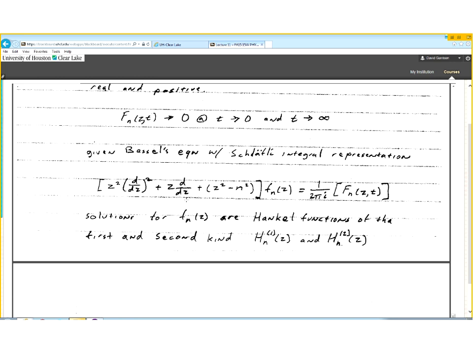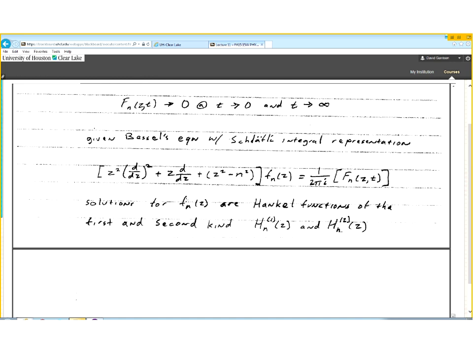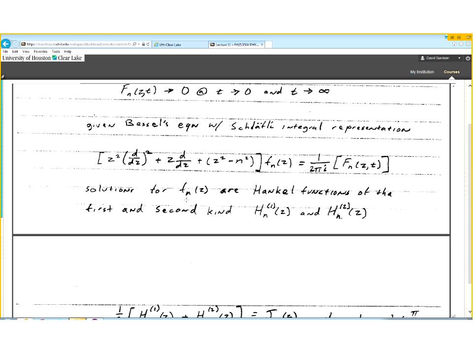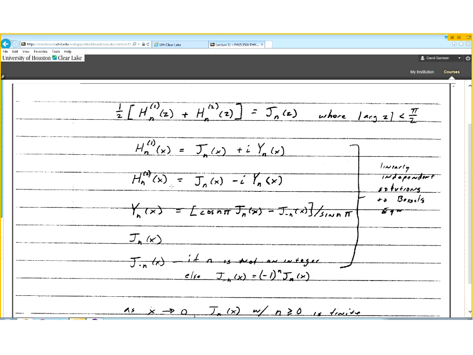So when we use Bessel's equation and you use the integral representation of that, you can re-express the generating function in terms of these derivatives of f of n, where these f of n's are actually Hankel functions of the first and second kind. And these Hankel functions are something that you'll see a lot of in different physics problems, especially in electrodynamics. And you can see that if you take these Hankel functions and add them together, then you get this Bessel function.